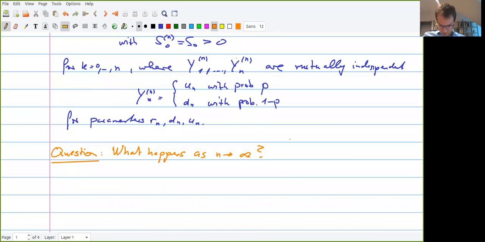So that's actually the simple question we want to address. What happens if we make the grid and the step size go to zero? What happens with the model, and what happens to the prices of, for example, European options? Because if we price an option in this binomial model, and we make the approximation finer and finer, what happens to the prices?